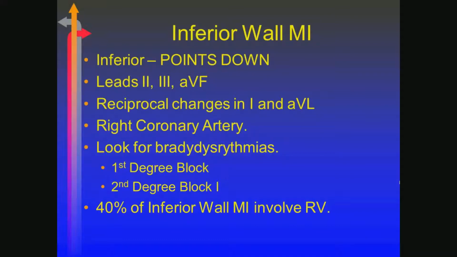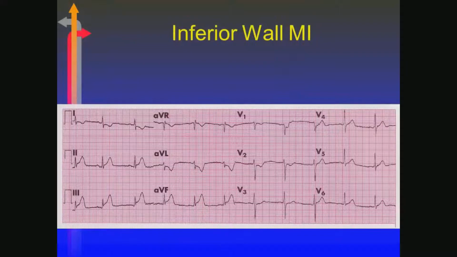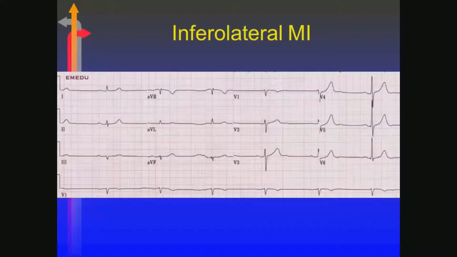As we talked about, you'll see blocks developing, and that inferior wall also, because it's fed by the right coronary artery, can involve a right ventricular infarction, and right ventricular infarctions are treated totally different than left ventricular infarctions. Here we end up seeing the inferior wall. This is another view of it, fed by the right coronary artery. And on an EKG again, tall T waves, ST elevation in II, III, aVF. And this is an example of where you have a combination with an inferior and a lateral.